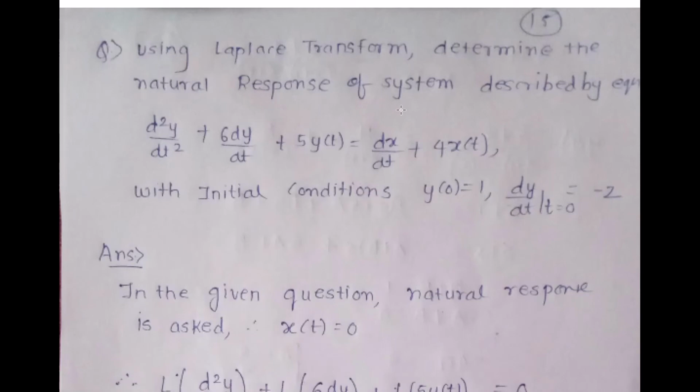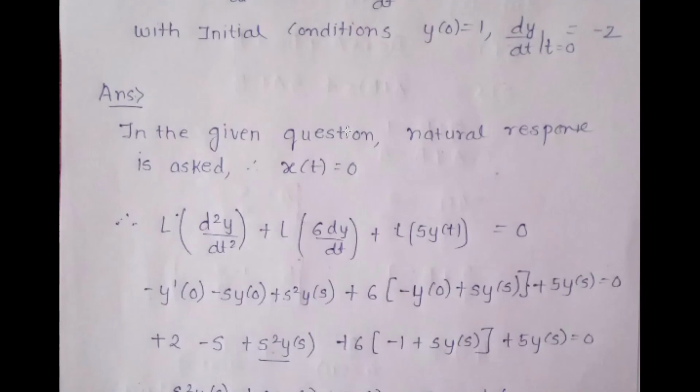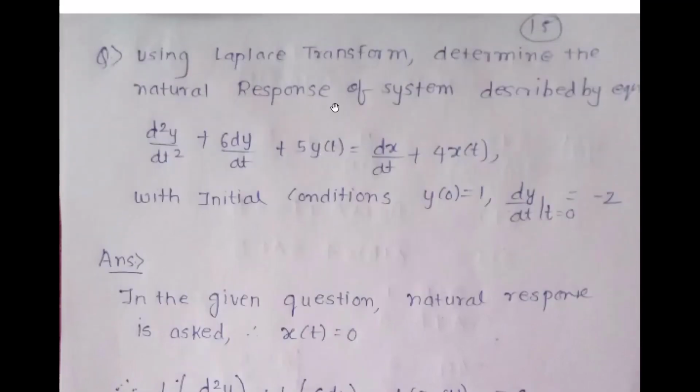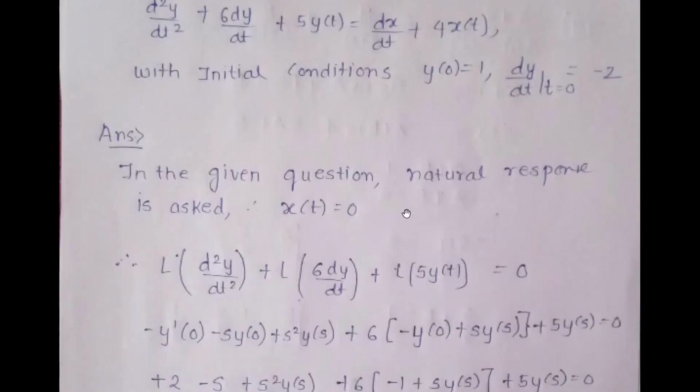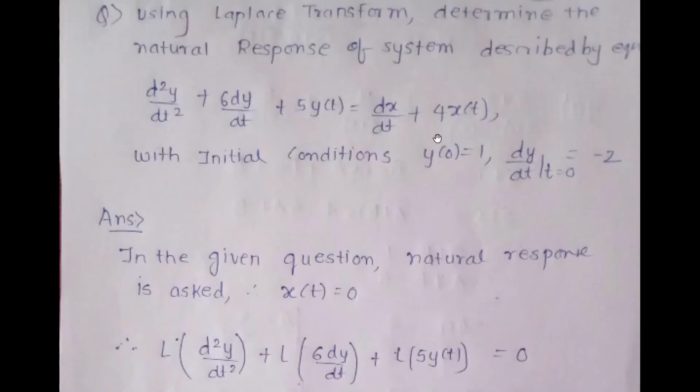You have to find out the response of the system. What do you mean by the response of the system? That means you have to find out y of t from this entire condition given. Since they asked you to find out the natural response of the system, in natural response x of t is given as 0. So the entire equation will have the right hand side becoming equal to 0, and in the left hand side we can apply the Laplace transform.